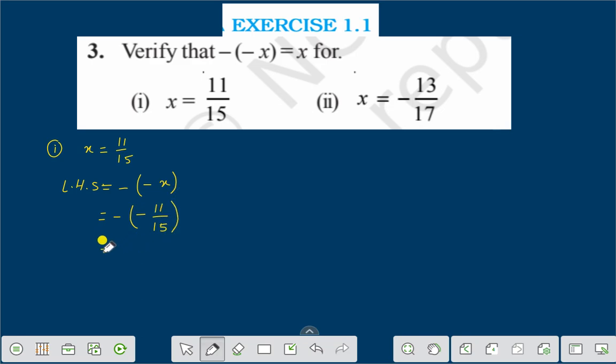Then we are getting minus into minus is plus. We are getting 11 by 15, and 11 by 15 is equal to x. That is equal to the right hand side. Therefore we can say that left hand side is equal to right hand side, and therefore it is verified.